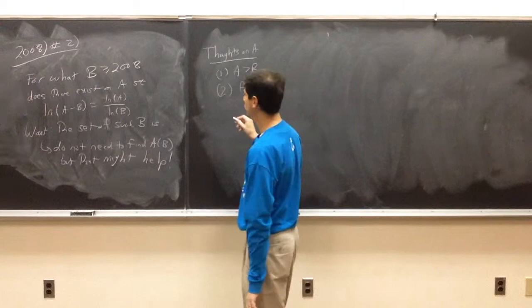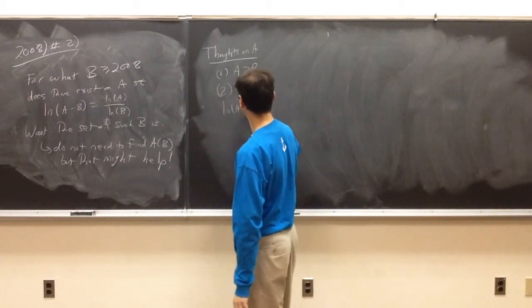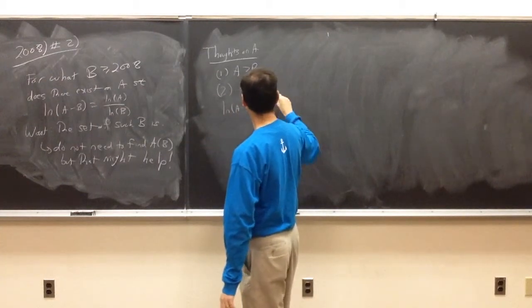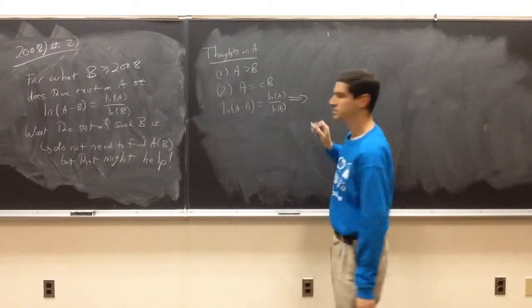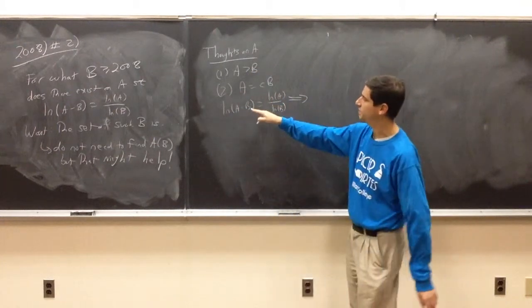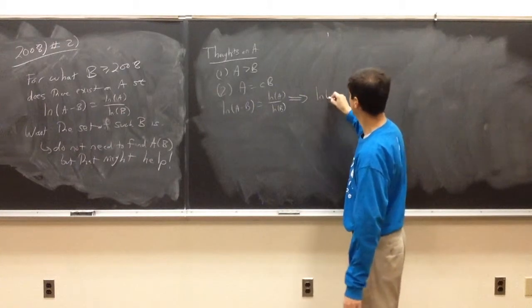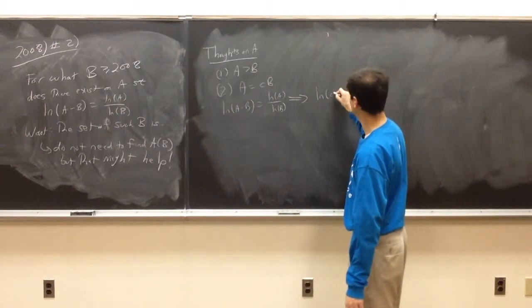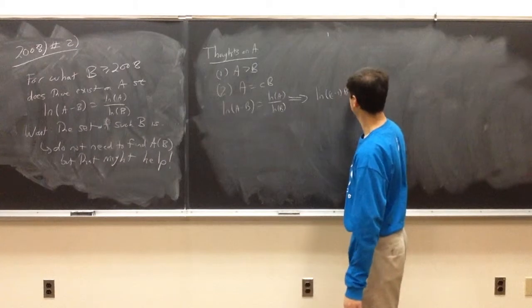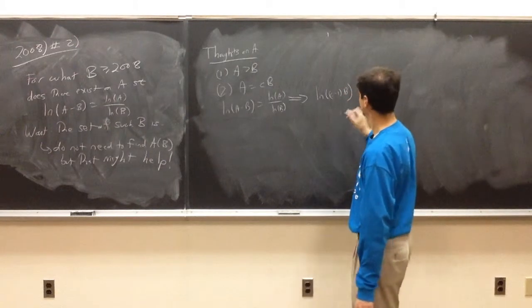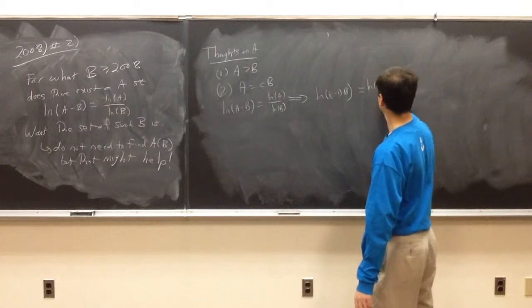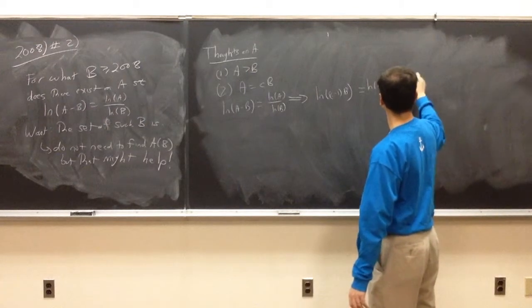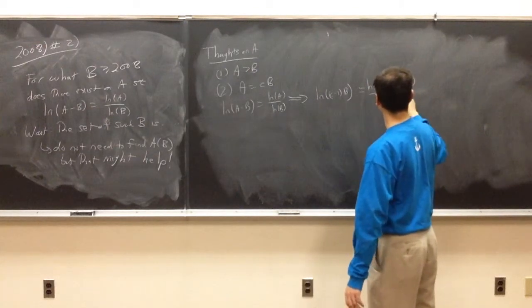If we do that, we get the ln of A minus B equals the ln of A over the ln of B. This now becomes the same as the ln of C minus 1 times B equals C, the ln of C plus the ln of B over the ln of B.